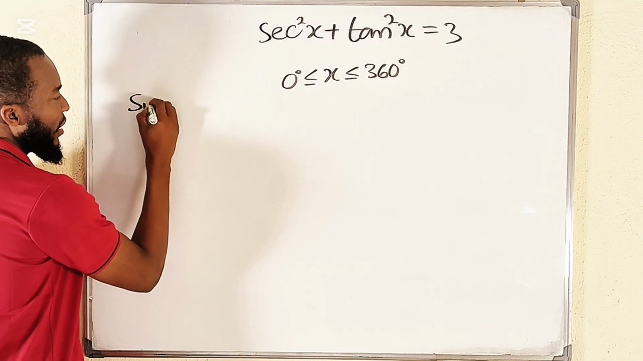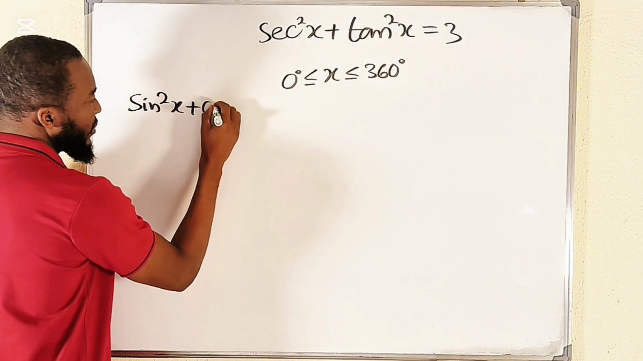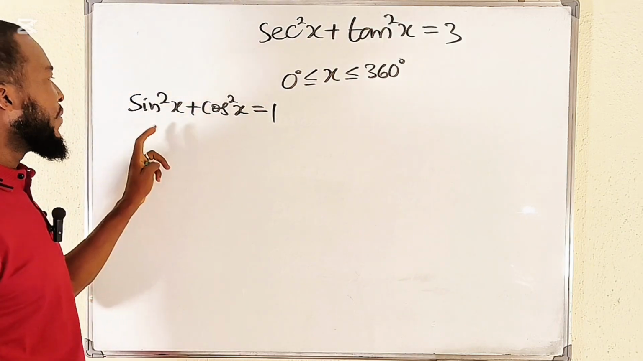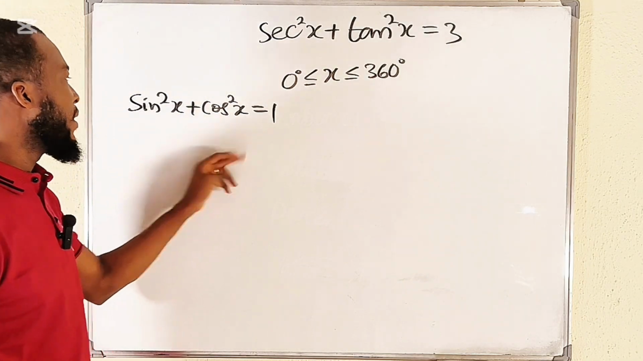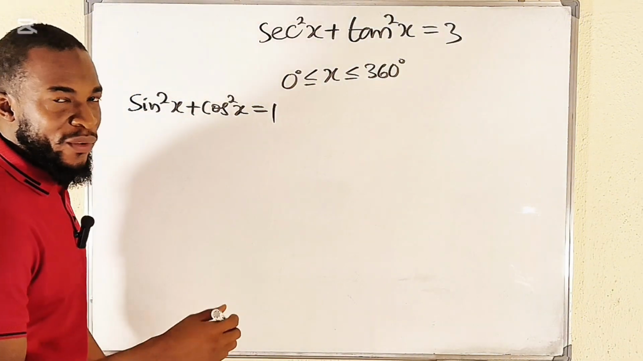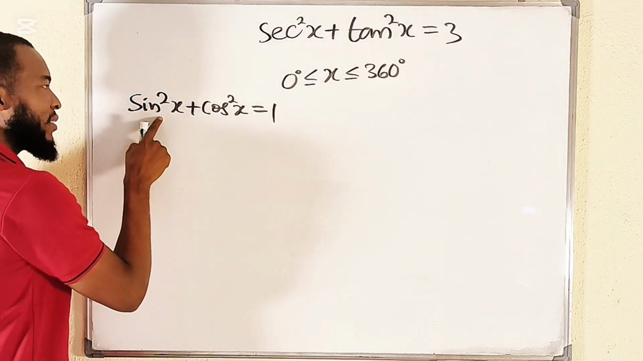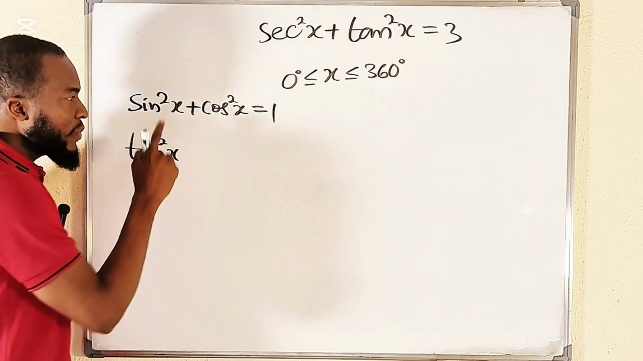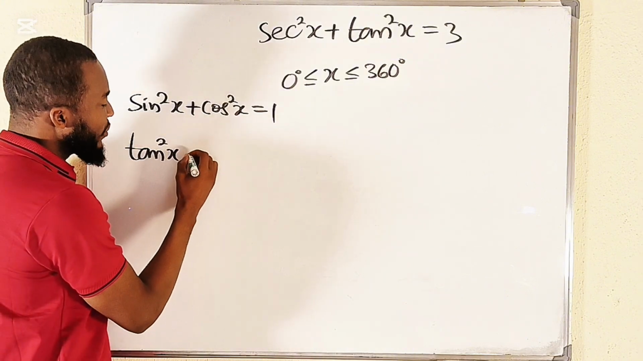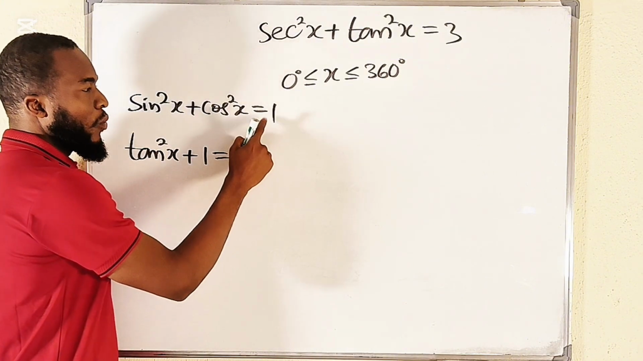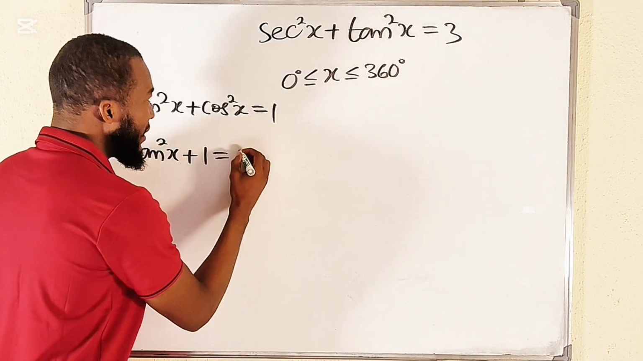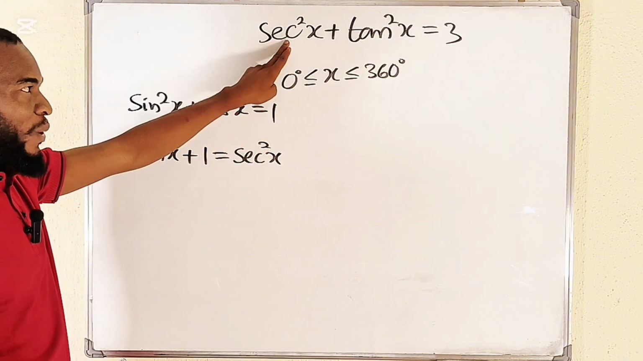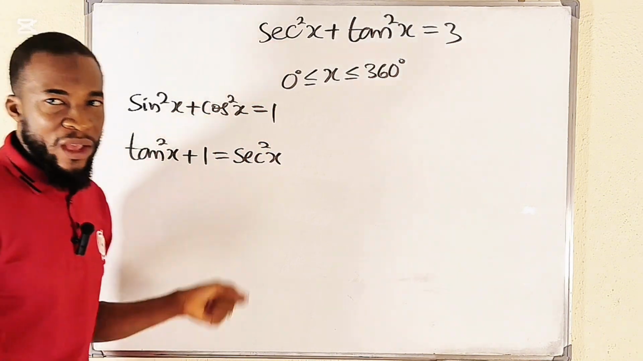Remember that sin²x plus cosine²x is equal to 1, right? Let's divide every single term by cosine²x. Remember that sine divided by cosine will give us tangent. So if you divide sin²x by cosine²x, you're going to get tangent²x. Divide cosine²x by cosine²x, you get 1. 1 divided by cosine²x will give us secant²x, which implies that this secant²x can now be replaced with tangent²x plus 1.